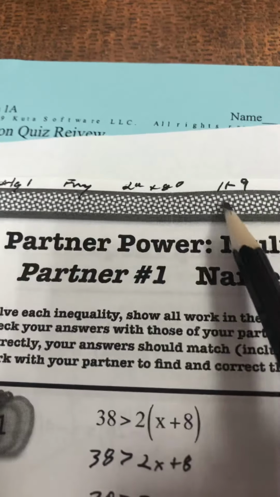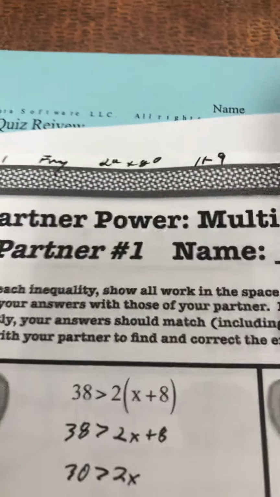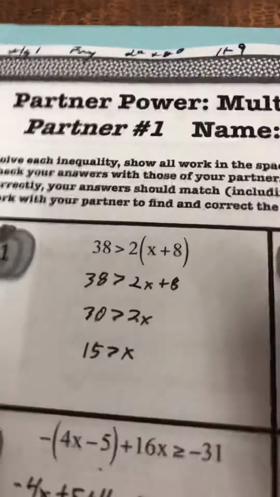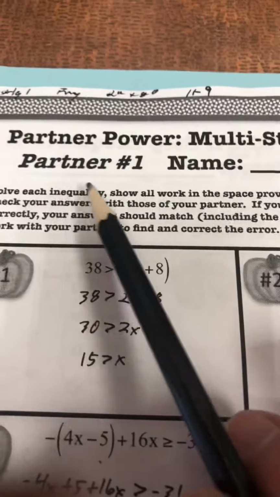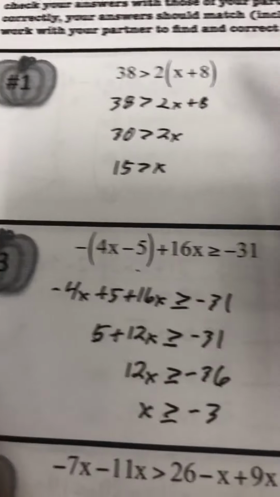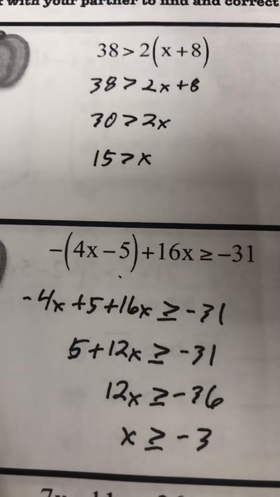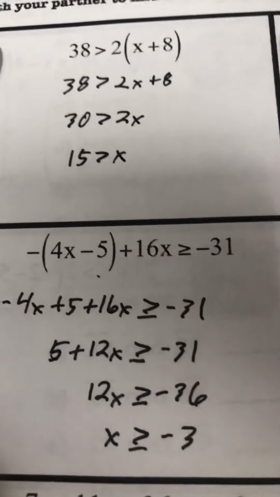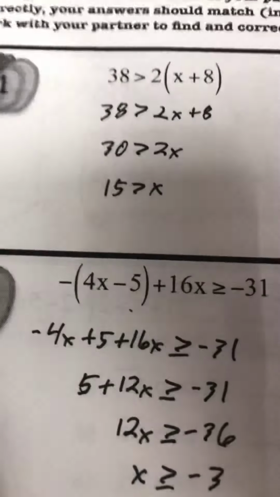Hello, Algebra 1 students. I'm taking a look at this assignment that was given out, but I think you're actually going to do it tomorrow, on the 10th of November. For Mr. Fry, Algebra 1, Partner Power, multi-step inequalities, I want to take a look at just the odd ones here. If you're having any difficulties, or if you're an online student working on this too.